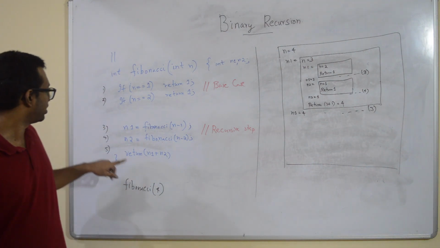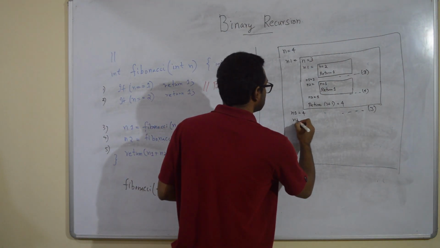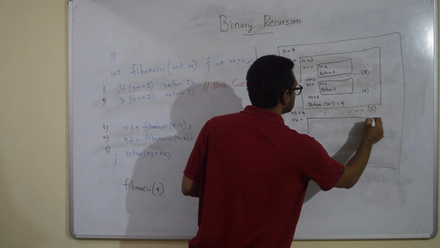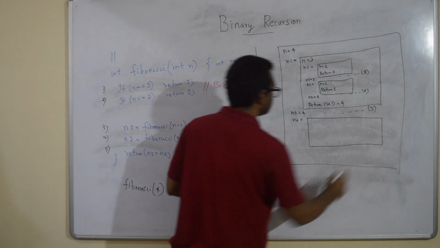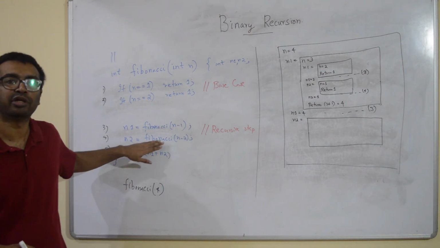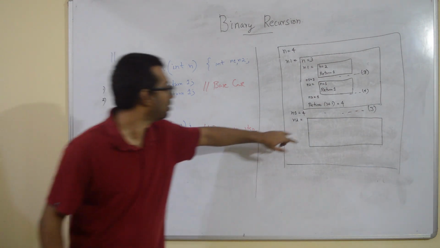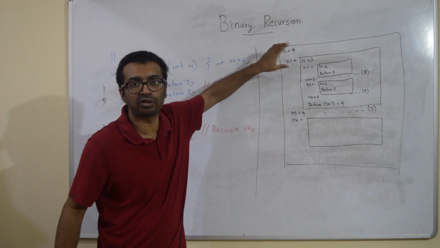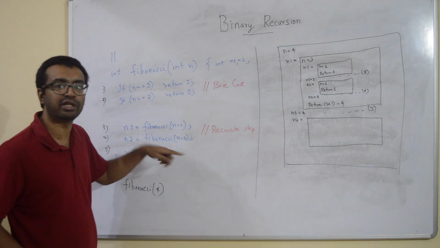What is the next step to be executed? n2 is equal to Fibonacci of n minus 2. Okay. What is n minus 2? What is n in this block? 4. n minus 2 in this block is 2. So I am calling Fibonacci of n minus 2, which is 2.